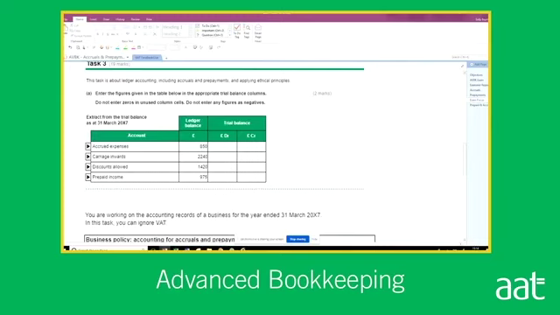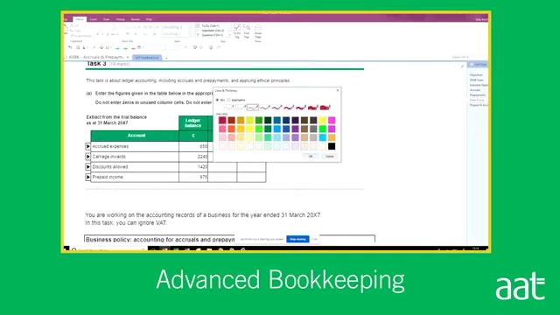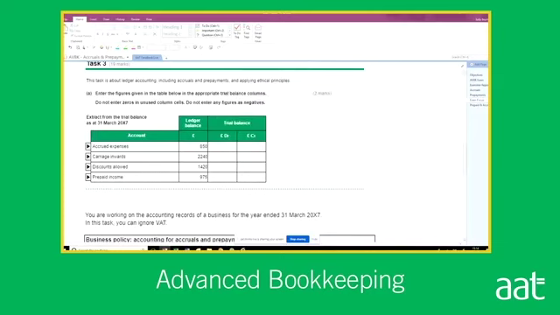So what I can see here is accrued expenses. And what happens is students see the word expense, and your brain automatically goes, oh, that's a debit. No.